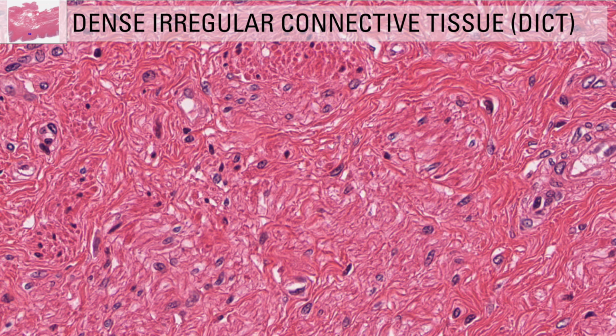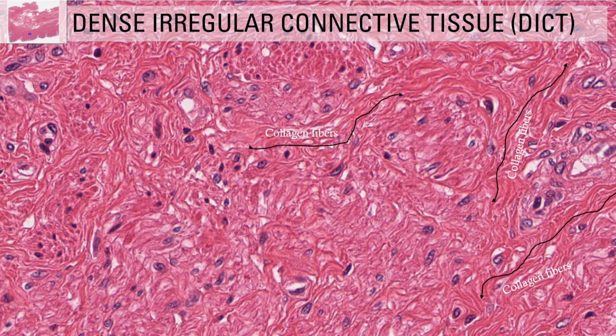Dense irregular connective tissue, DICT, has the same basic components as dense regular connective tissue. It is organized dramatically differently, however. The large bundles of collagen fibers are semi-randomly organized, running in multiple directions. This makes DICT strong in multiple directions, but not nearly as strong as DRCT in one direction. We can see the collagen fibers running in several directions on the slide.